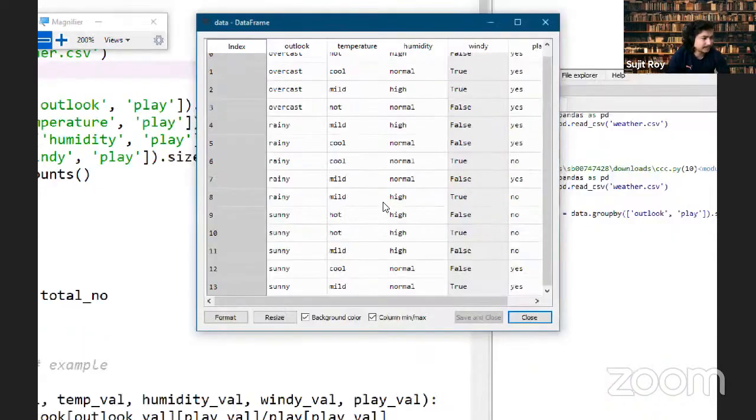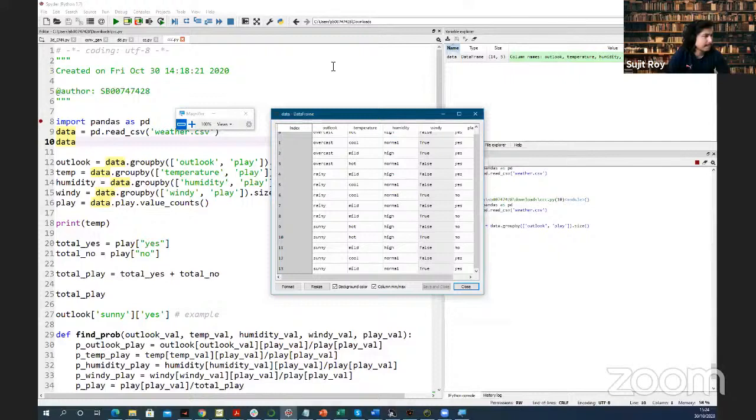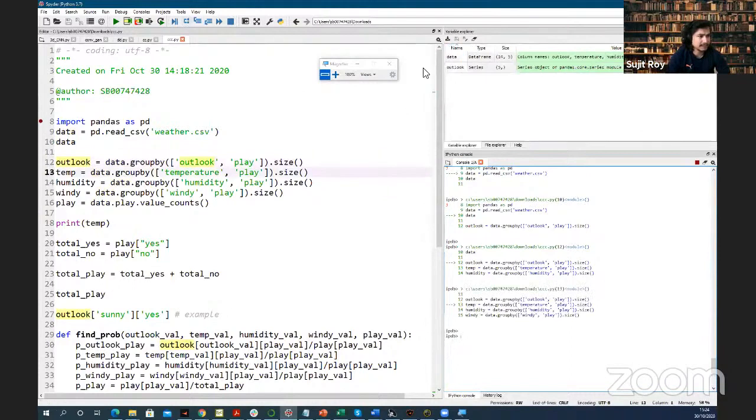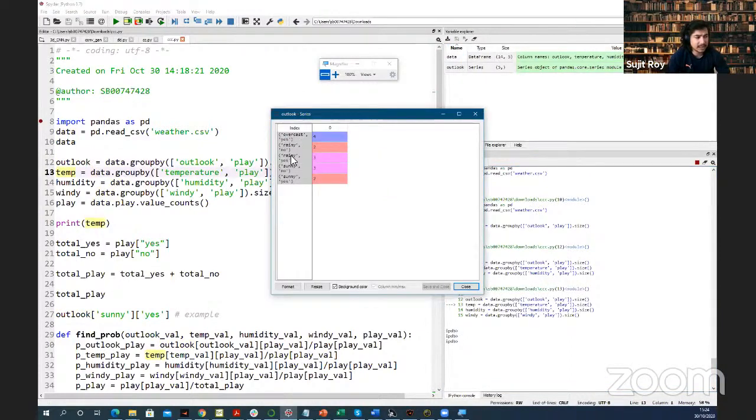Now I'll close this and come back to this one. And now I just look at the data. We have already looked at it, and now we are looking at outlook. So we are grouping them in terms of outlook. And now you have overcast yes, rainy no, rainy yes, sunny no, sunny yes. So we see all this grouping.